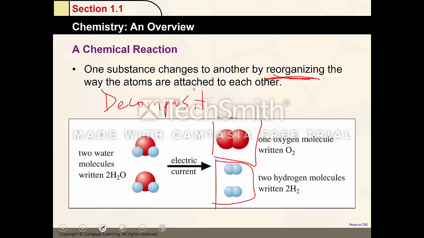The reason it is called a decomposition reaction is because you have one starting material, or in this case one reactant. Even though there are two water molecules, they're two molecules of the same thing. So it's one substance decomposing into two or more atoms or molecules.